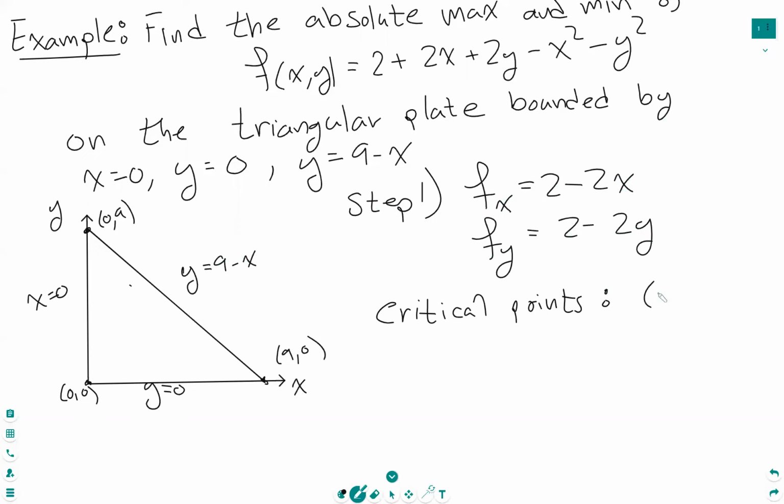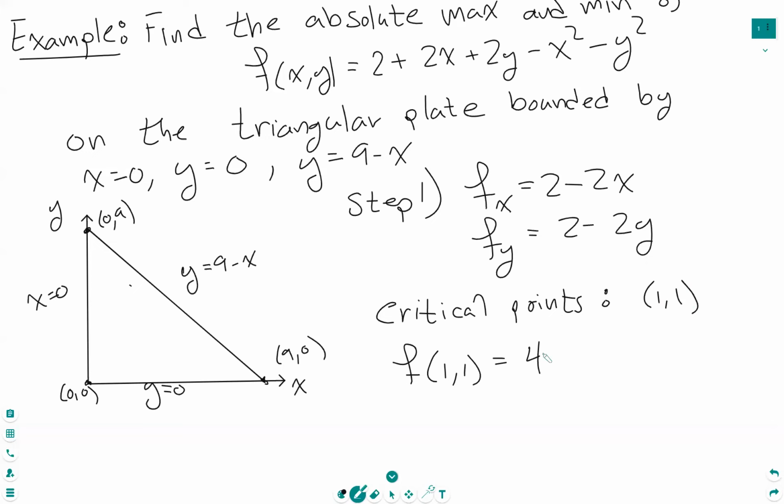And this is the point (1, 1). I also need to figure out what the value of f is here. So I'm going to go ahead and plug in (1, 1), and this is equal to 4. Notice I'm not doing the second derivative test. I don't care if this is a local min, a local max, or a saddle point. It doesn't matter to me.